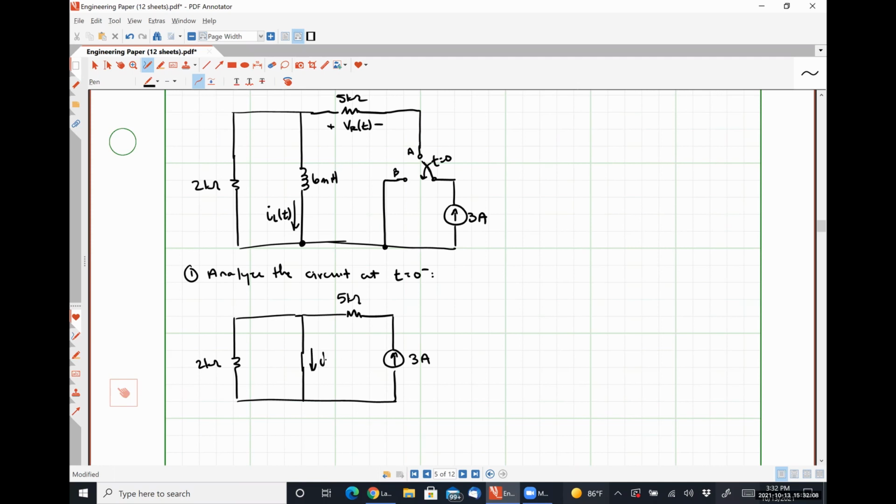Here's our inductor current, IL at 0 minus. Here's my resistor voltage, VR at 0 minus. Any thoughts on how we might solve for either of those quantities? Alan, you got any thoughts? IL at 0 minus is equal to 3 amps. Okay, anybody got a problem with that? Pardon?